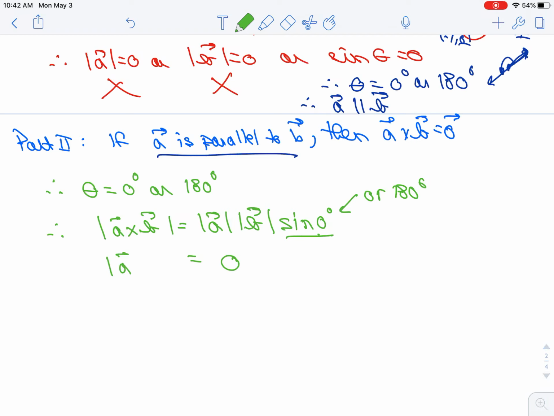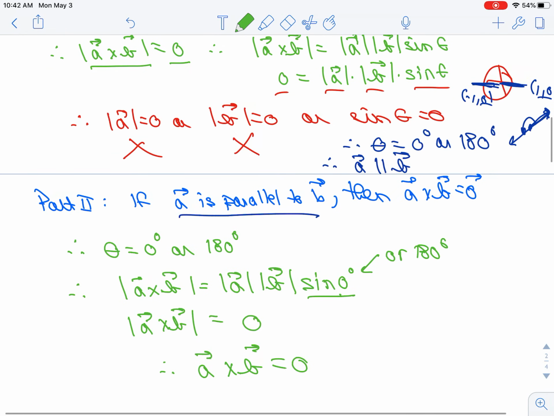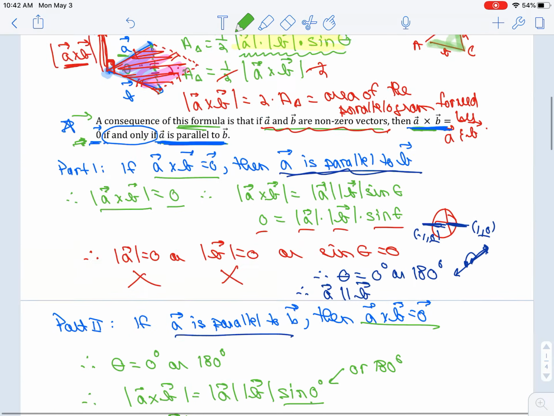So now notice that what we have is the magnitude of the cross product of the vectors is 0. So if the magnitude is 0, that means that A cross B has to be the zero vector. It's the only vector that has a magnitude of 0. And that's what we were trying to prove. We were trying to prove that the cross product would be 0.